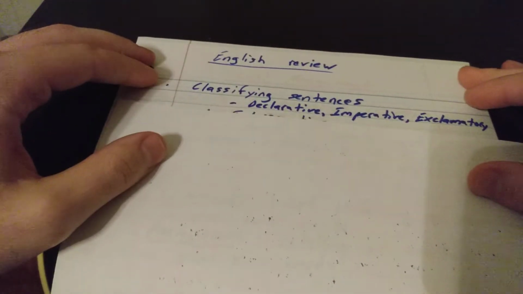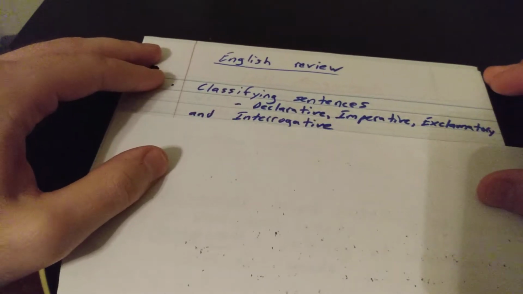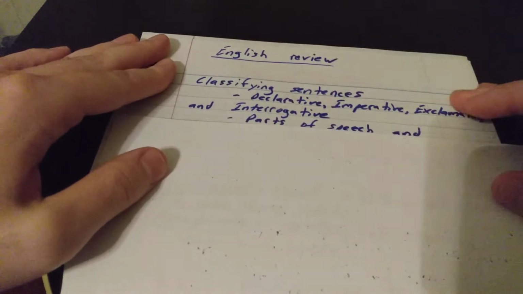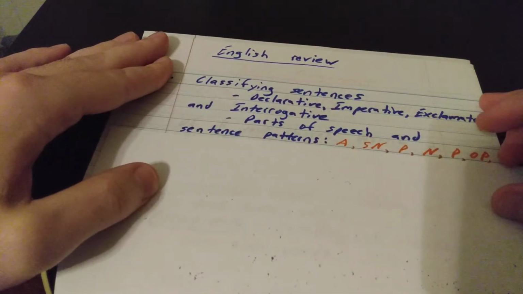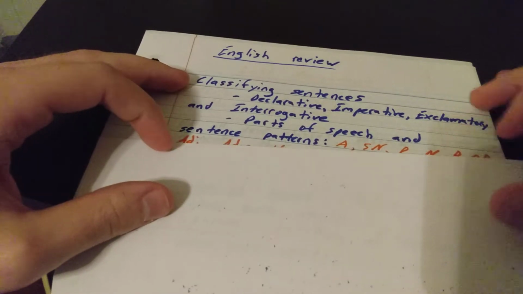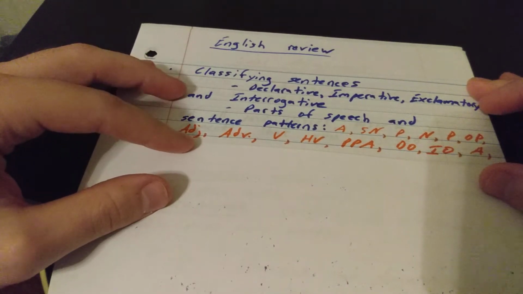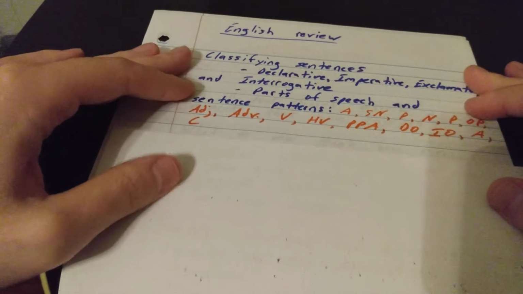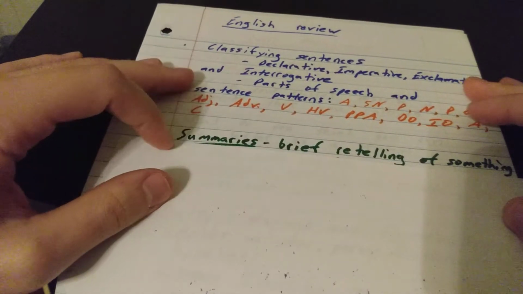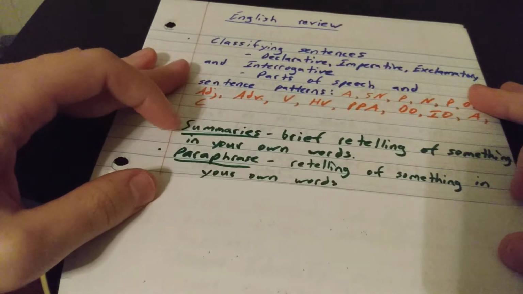All right. So these are just some of the things that we've done. Remember, we've done classifying sentences a lot this year, knowing the difference between declarative, imperative, exclamatory, and interrogative sentences. We've talked about the parts of speech and sentence patterns, knowing article, adjective, subject, nouns, prepositions, object, adverbs, helping verbs, direct objects, indirect objects, all this other stuff. Conjunctions. We've also worked a little bit on summaries and paraphrasing, which are both just a brief retelling of something in your own words.